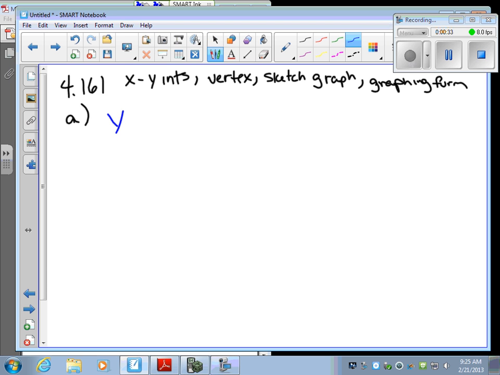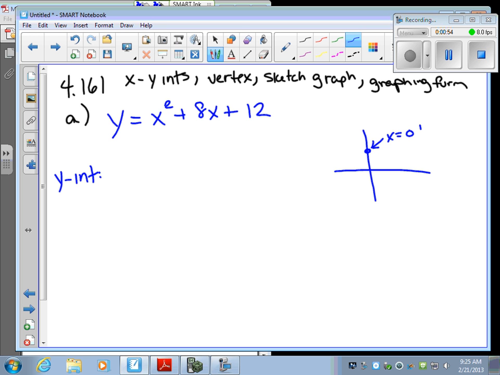So for part A, the equation is y equals x squared plus 8x plus 12. So the y-intercept is pretty easy to see. So I'm going to do that one first because it doesn't involve too much work. Remember to find the y-intercept, if you're looking at a graph and you are crossing the y-axis, x equals 0 here. And so I'm just going to plug in 0 for the x's. 0 squared plus 8 times 0 plus 12 is 12. There's my y-intercept.